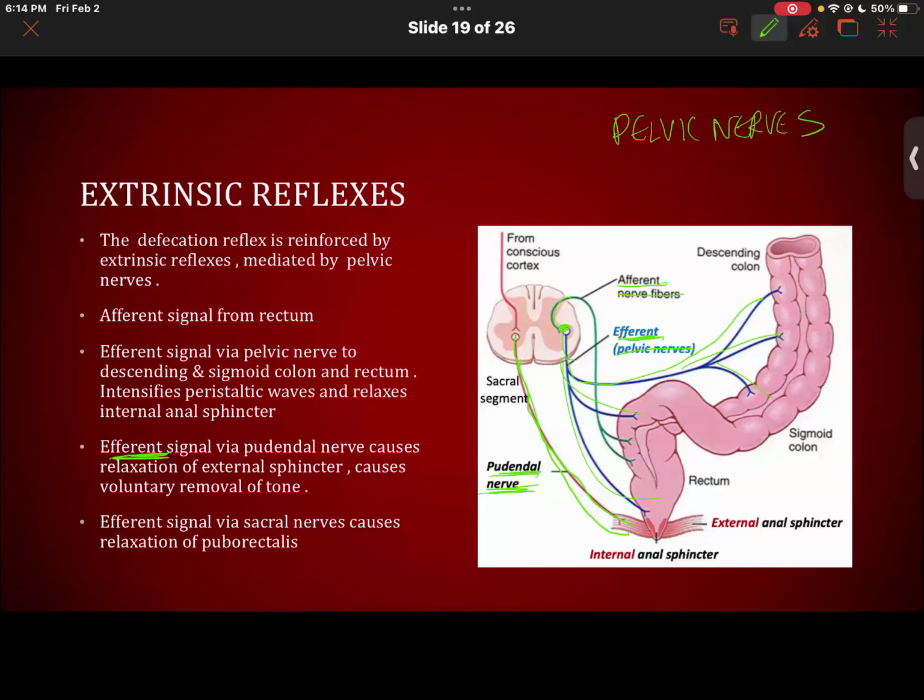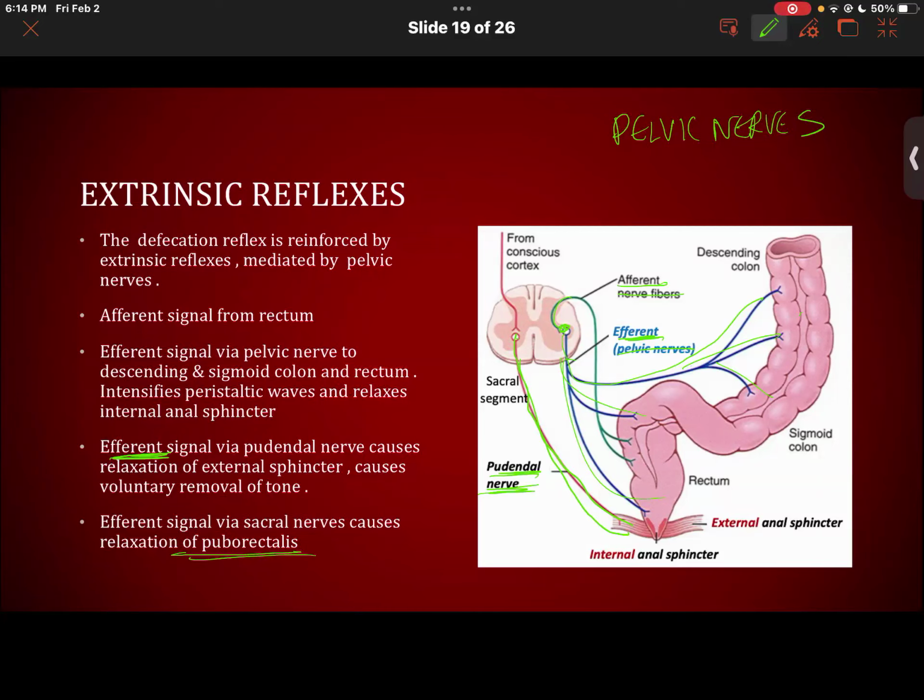Okay, so basically, I hope you guys have understood by now that this slide is showing us if we do want to excrete, if we do want to defecate, then how does it happen? So the first thing is we have the afferent signal from the rectum, then the efferent signal from the pelvic nerves causing contraction of the descending colon, sigmoid colon, and the rectum. Then we have an efferent signal from the pudendal nerves causing relaxation of the external anal sphincter. And then when all of this has happened, we can excrete. We also have an efferent signal via the sacral nerves to cause relaxation of the puborectalis, which is the other skeletal muscle that also helps in continence, right? So once all of these have relaxed and we have contraction, this is when we can have defecation.